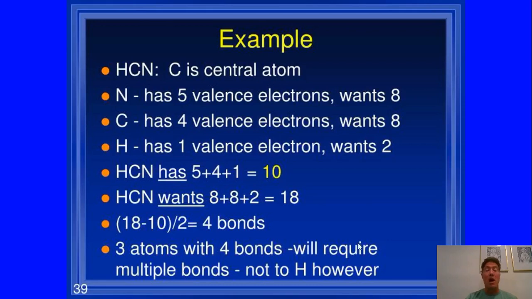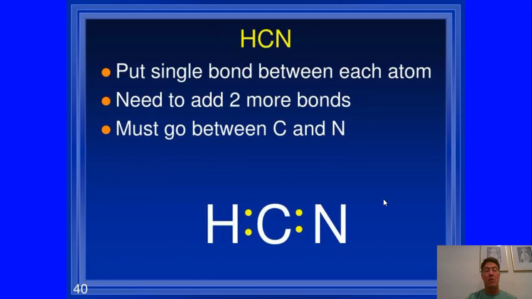So that's going to require a multiple bond, but we can't make a multiple bond with hydrogen. Hydrogen only makes a single covalent bond, then it's full, then it's done. So we're going to have a single bond between carbon and hydrogen. And then, since we need 4 bonds total, we're going to have to create 3 bonds between the carbon and the nitrogen. Okay. So we start with a single bond. We need to add 2 more. They have to go here.